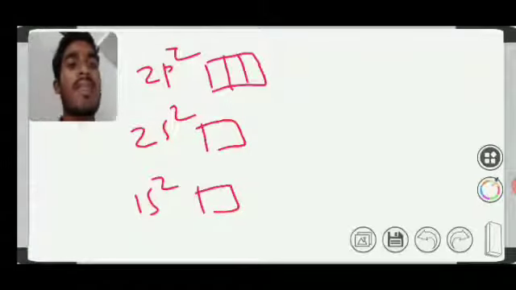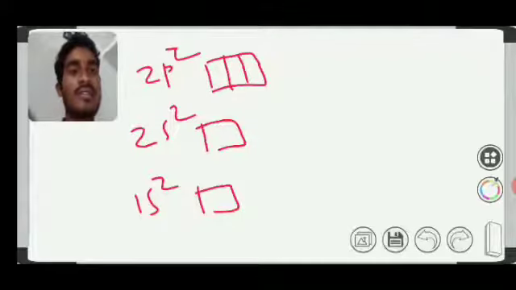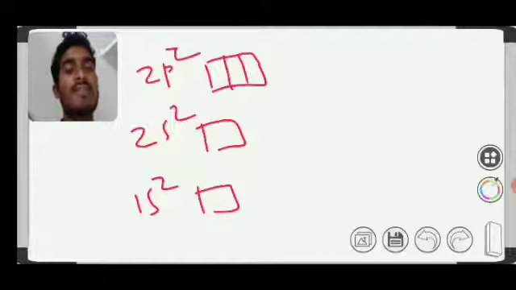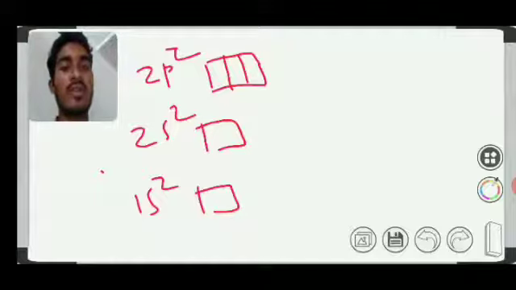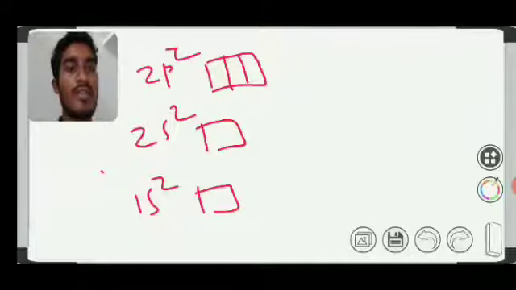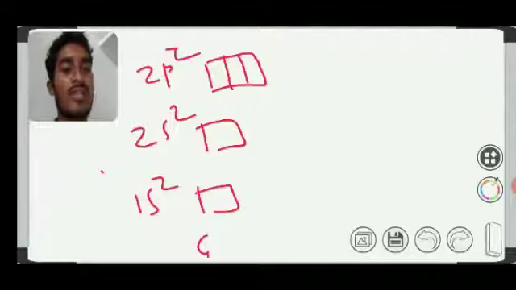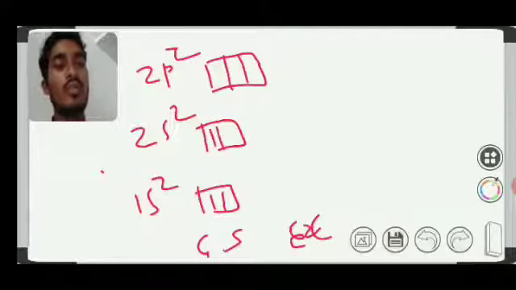The p orbitals may have 3 pairs, equal to 6 electrons, and s has only 2. The d orbitals may have 5 pairs, equal to 10 electrons, and in the case of f orbitals we have 7 pairs, equal to 14 electrons. Remember, this is the ground state of the carbon atom, and this is the excited state of the carbon atom. Here 2, and here also 2.